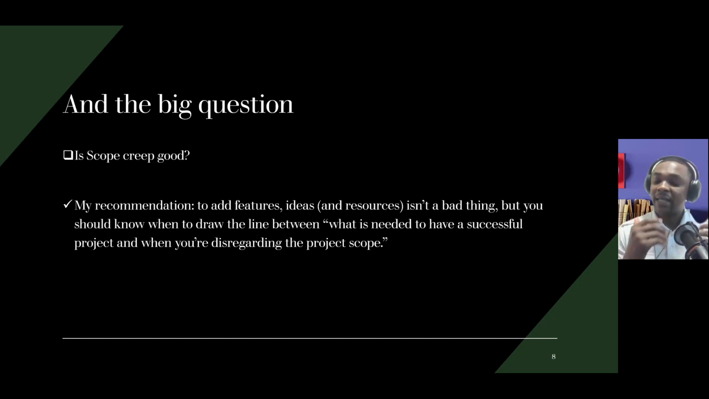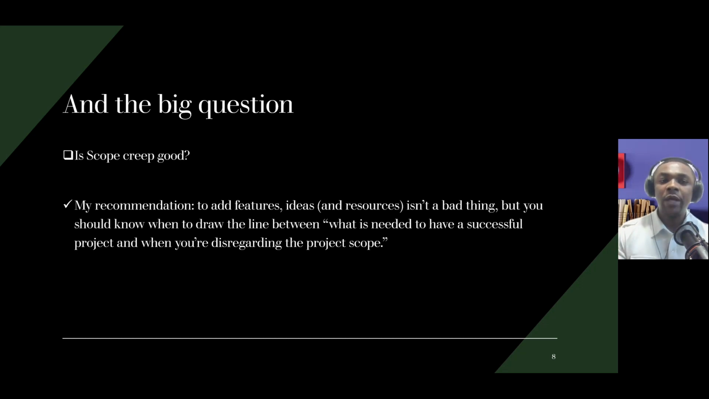Well, it has the good side, it has the bad side, and it has the ugly side, right? So I can only give my own recommendation. And what is my recommendation? It is to add features. I would say adding features, ideas, and resources isn't a bad thing, because those changes are bound to happen. In fact, as far as the contemporary period is concerned, and also depending on the nature of the projects, those changes could happen.